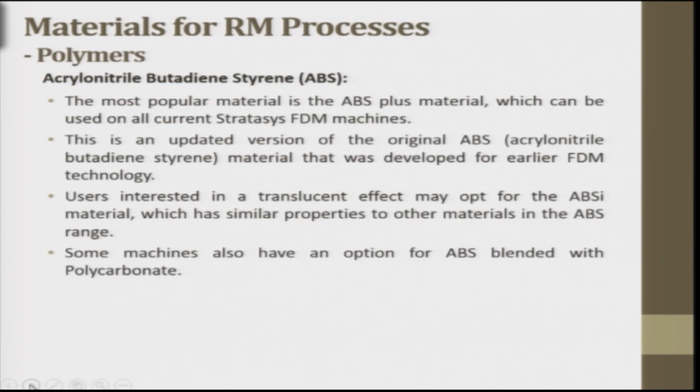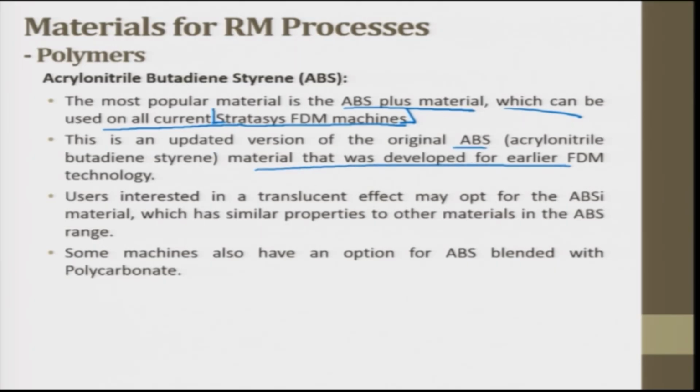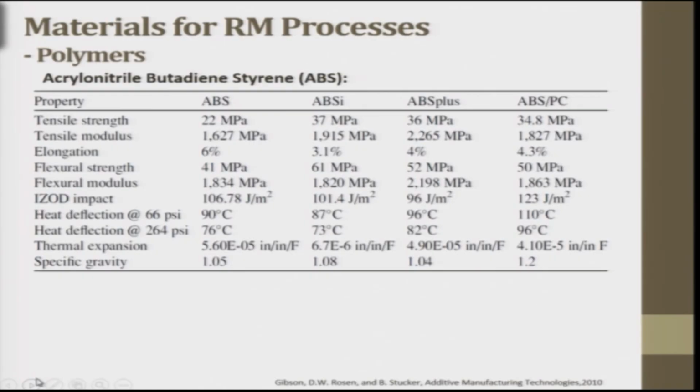The most popular material is ABS plus material, which can be used on current Stratasys FDM machines. This is a company that has these machines. It is an updated version of the original ABS material that was developed for earlier FDM technology. Users interested in a translucent effect may opt for ABSi material, which has similar properties to other materials in the ABS range. Some machines also have an option for ABS blended with polycarbonate, also known as PC. So there are certain materials and their properties.